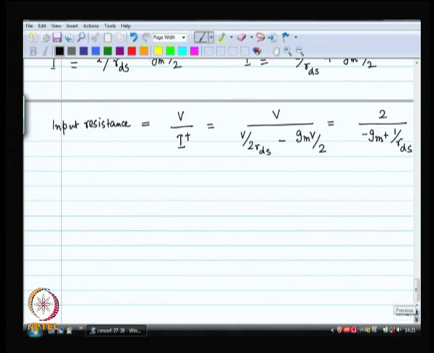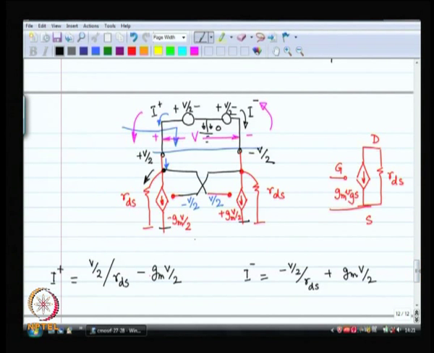Now, when does this work though? It is just one catch over here. The catch is that you have applied a plus V by 2 on one side and minus V by 2 on the other side. Only then it is working like a negative resistor. So, differentially speaking, it looks like a negative resistor. If you apply a differential signal on both sides, then it is looking like a negative resistor.